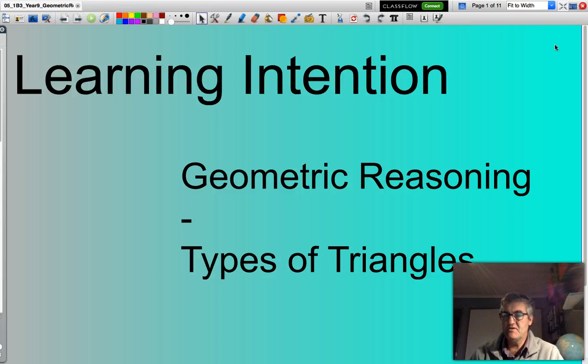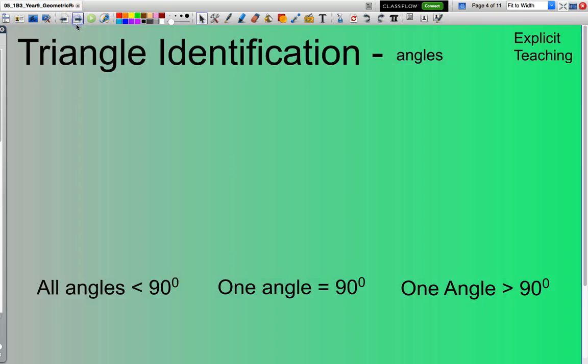Today we're going to look at investigating the different types of triangles, and specifically the names of those triangles, and calculating angles from within triangles. So triangles can be either identified via angles or side lengths. If we are looking at angles, and all angles are less than 90 degrees, that triangle can be called an acute angled triangle. And here is an example of one.